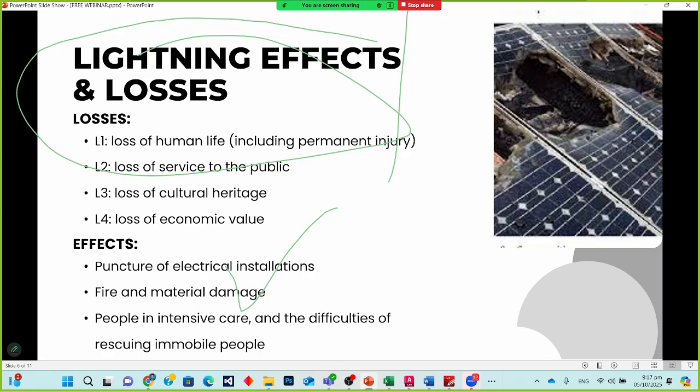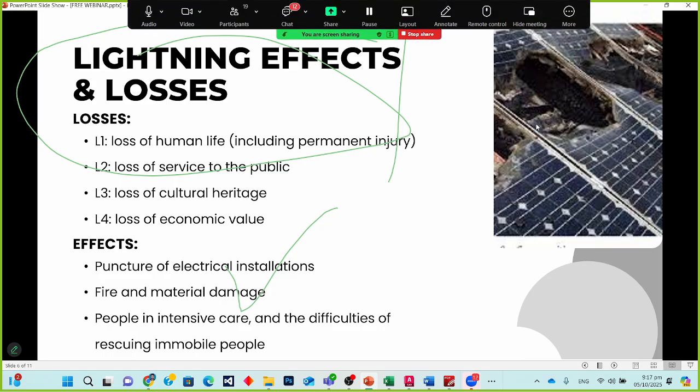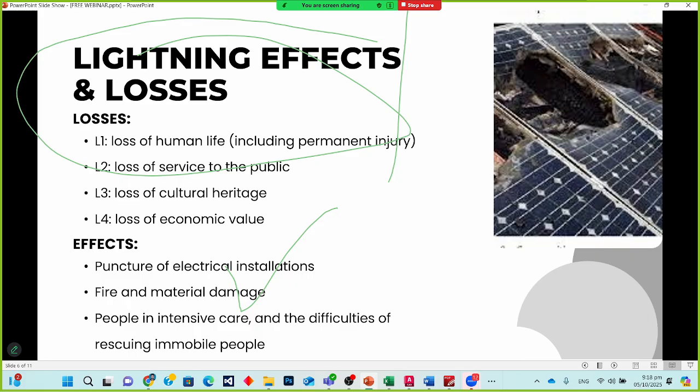Due to these losses from striking, there are different effects, like the puncture of the electrical installation. As I showed in the solar structure picture, the lightning strike will damage the solar panels. Fire and material damage: when lightning strikes, there might be a chance that a fire will grow or the material will be damaged. These are the factors.